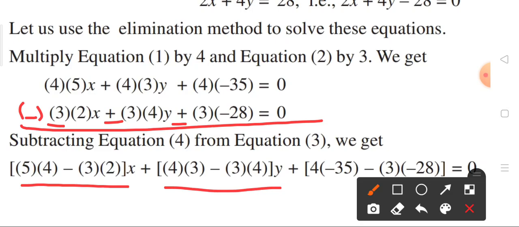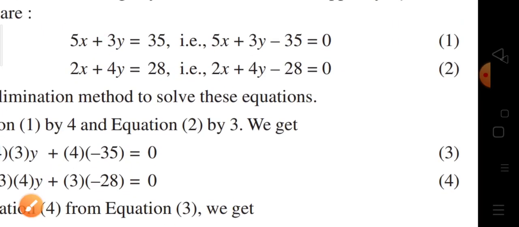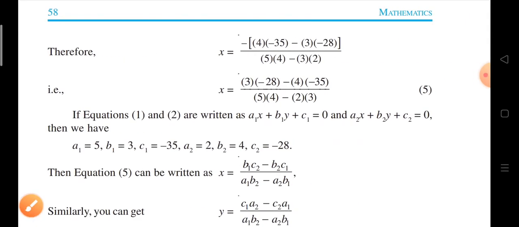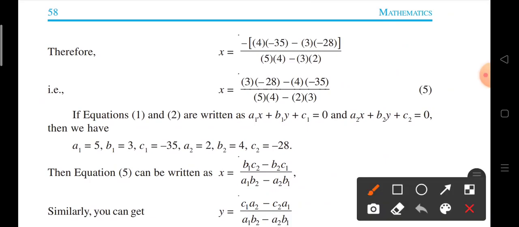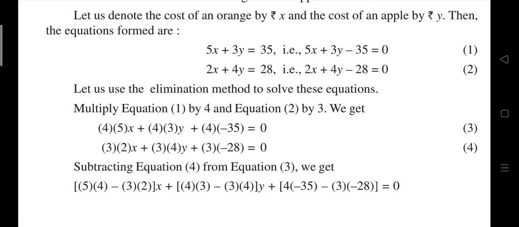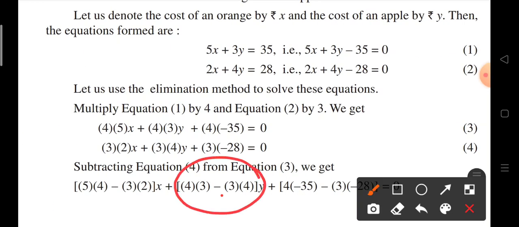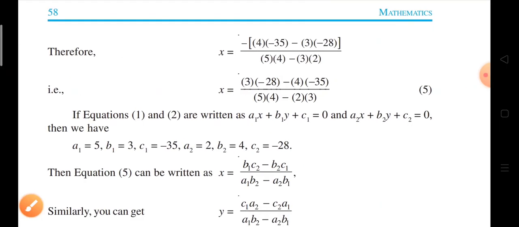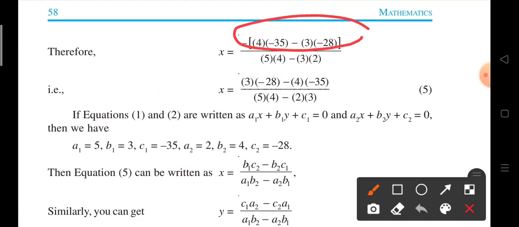Now we can get the value of one variable from here, as the x part, we are able to get the value because y is finished. Why is y finished over here? Because this is entirely equal to 0. So we get the value of x, the constant term divided by the coefficient of x. So we get the value of x.